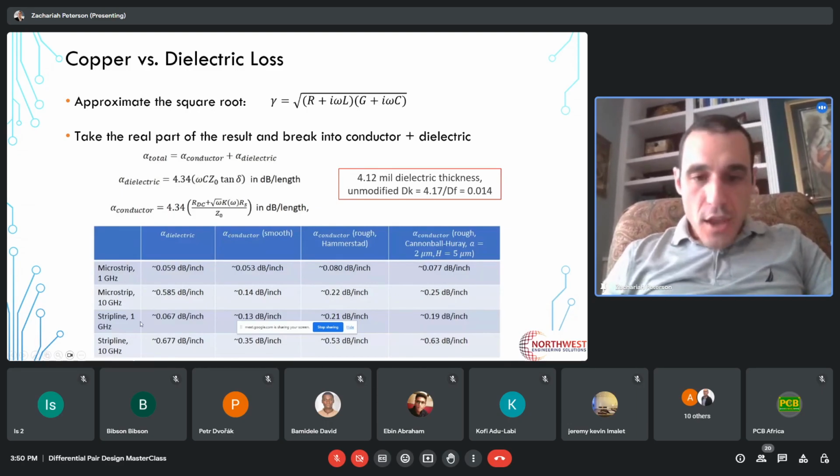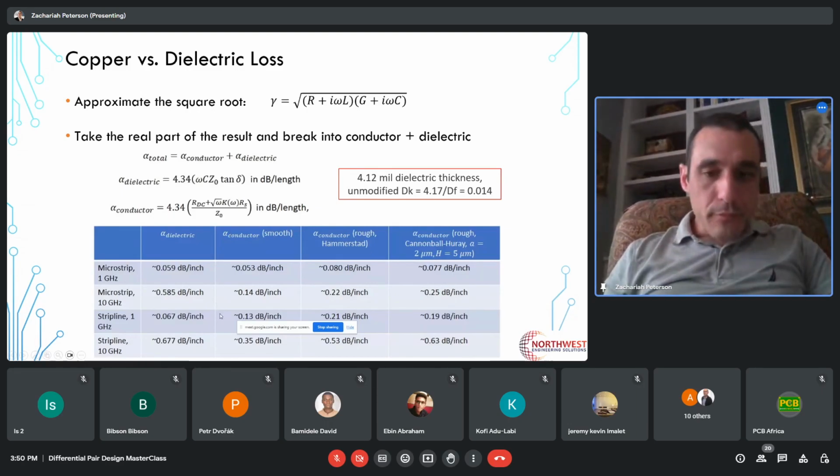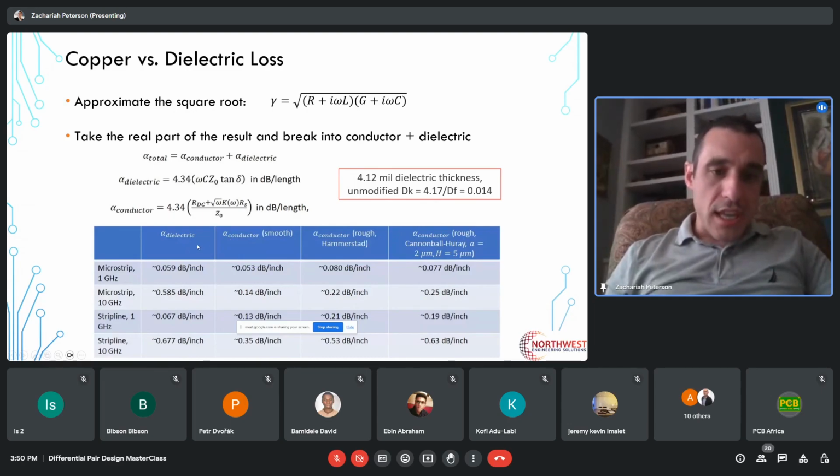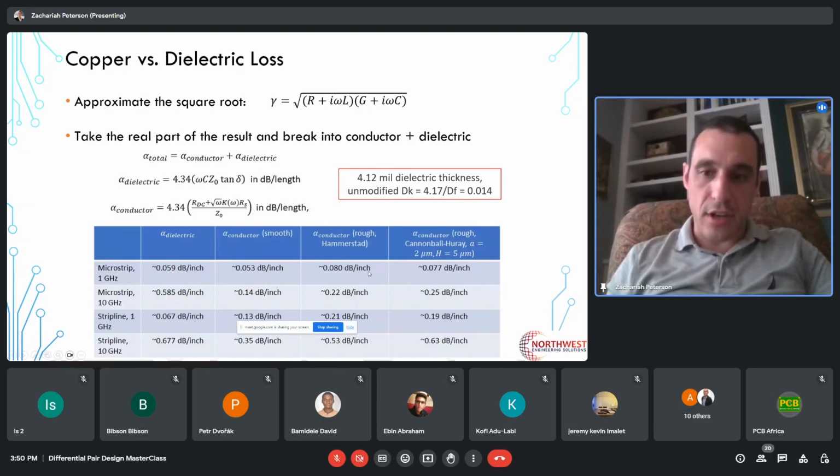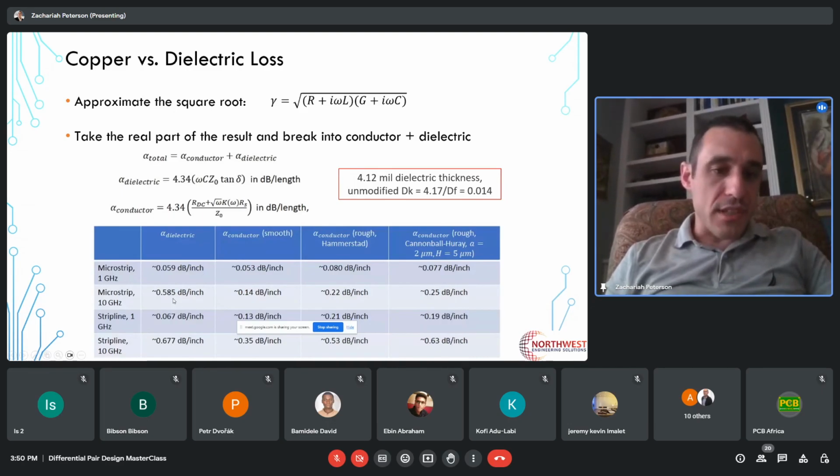Then you can look at what happens to the loss values from each of these contributors. What we see is that at low frequencies in a microstrip configuration, the dielectric and the conductor loss can be similar, and that's even the case where we have roughness playing a role. Eventually, when we get to really high frequencies, the dielectric loss will start to dominate. But it's in that mid-range of frequencies where the roughness really matters.